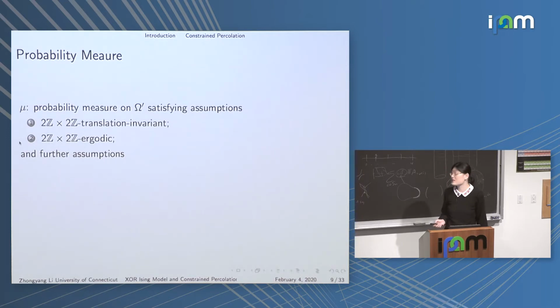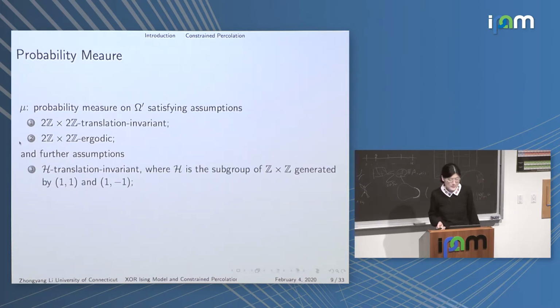And we also assume that it is 2Z cross 2Z ergodic. So if we have an event, and it is 2Z cross 2Z translation invariant, that means for each configuration, we multiply that by a group member in 2Z cross 2Z, and we get a new event. This new event is the same as the original event. That means that the event is 2Z cross 2Z invariant. If any 2Z cross 2Z translation invariant event has probability either 0 or 1, then we say this probability measure is 2Z cross 2Z ergodic.